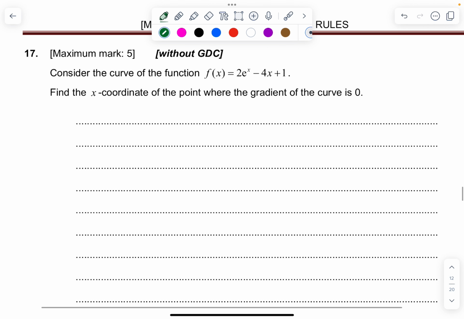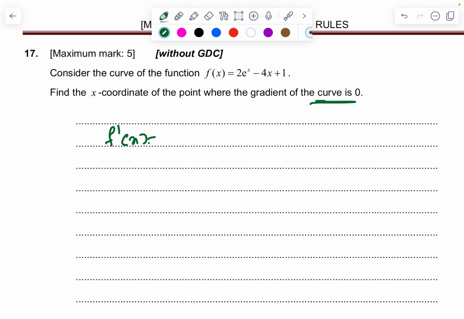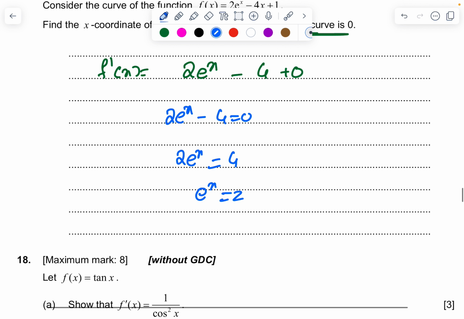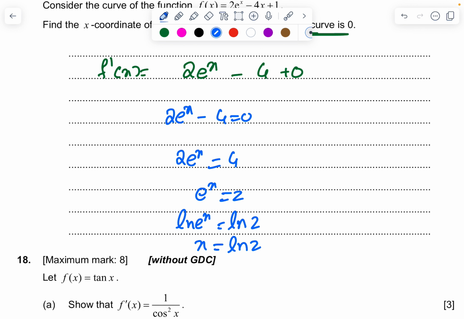Question number 17. The curve function is given. Find the x coordinate where the gradient is 0. So f prime x equals 2 e power x, whose derivative is e power x, minus 4 plus 0. That derivative should be equal to 0. 2 e power x minus 4 equals 0. 2 e power x equals 4. e power x equals 2. Apply ln on both sides. ln e power x equals ln 2. x equals ln 2. That is, the x coordinate is ln 2.